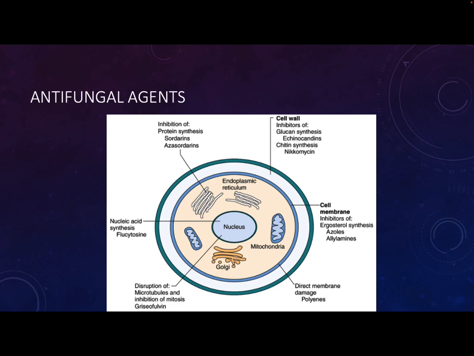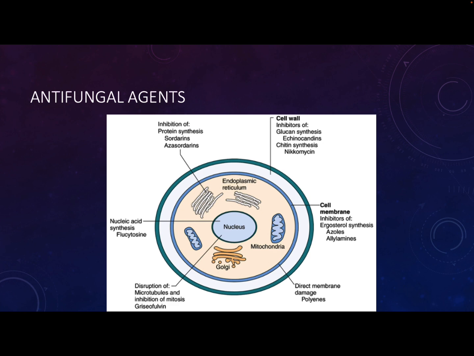We also have polyenes that cause direct cell membrane damage. The challenge here, these polyenes typically interact with ergosterol, and that's great. We don't have ergosterol. The problem is that ergosterol and cholesterol look pretty similar. So while polyenes have a much higher affinity for ergosterol, they will sometimes bind cholesterol as well. So they can cause direct damage to our cells. You get some cytotoxicity.